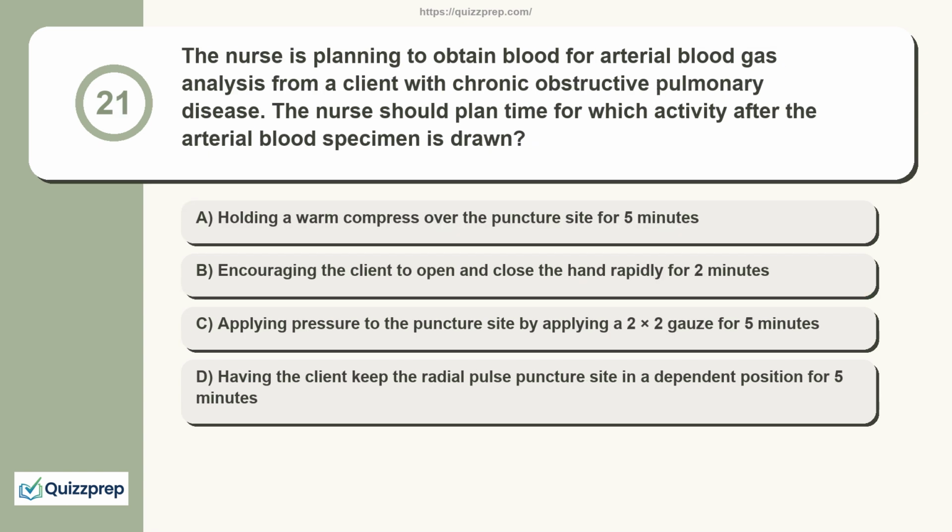Question 21. The nurse is planning to obtain blood for arterial blood gas analysis from a client with chronic obstructive pulmonary disease. The nurse should plan time for which activity after the arterial blood specimen is drawn? Holding a warm compress over the puncture site for 5 minutes. Encouraging the client to open and close the hand rapidly for 2 minutes. Applying pressure to the puncture site with a 2x2 gauze for 5 minutes. Having the client keep the radial puncture site in a dependent position for 5 minutes.